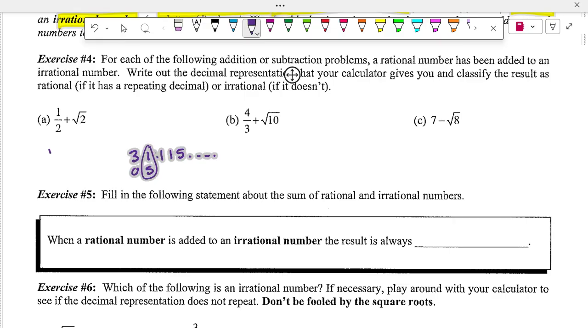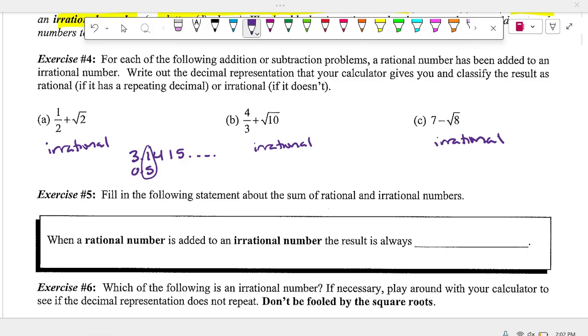All right, so that's true for all of these. It's irrational. This one's irrational. This one's irrational. You can put that in your calculator and see it as well. Because if you put in your calculator, do 7 minus square root of 8 real quick.